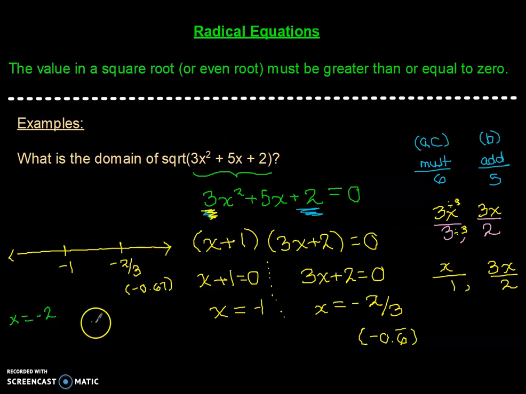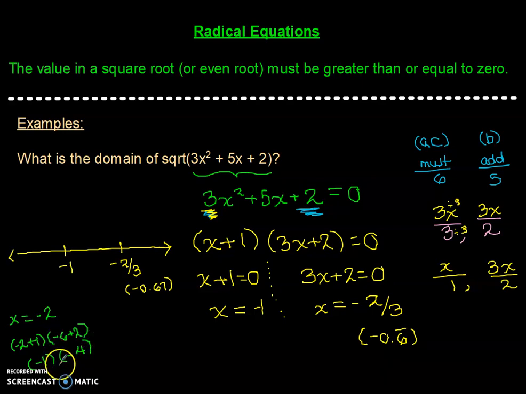So I'm actually just going to use the factored form because it looks easier. So instead of x plus 1, I'll write negative 2 plus 1. And instead of 3x plus 2, I'll write negative 6 plus 2. And this gives me negative 1 times negative 4.